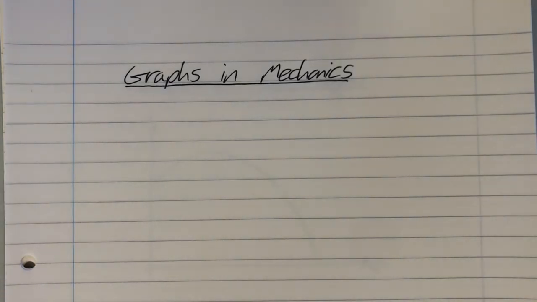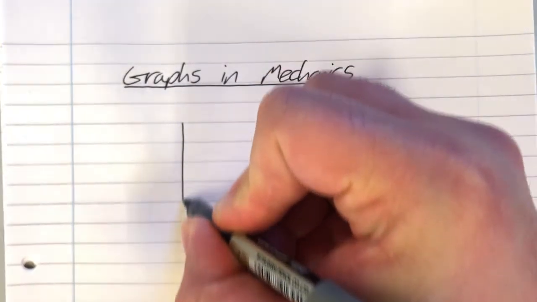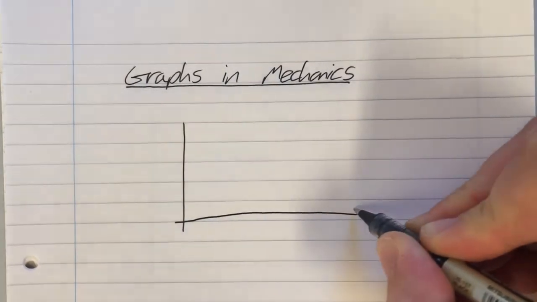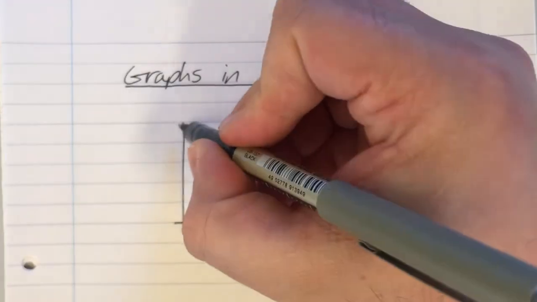Okay, so this video is on graphs in mechanics. Mechanics is an applied area of mathematics that's studied on the A-level course, and a lot of it will involve drawing graphs and sketching graphs and interpreting graphs. So I just want to talk about a couple of different types of graphs today.